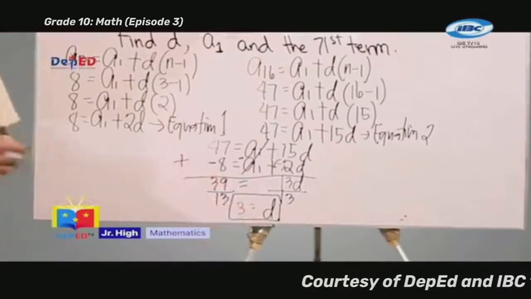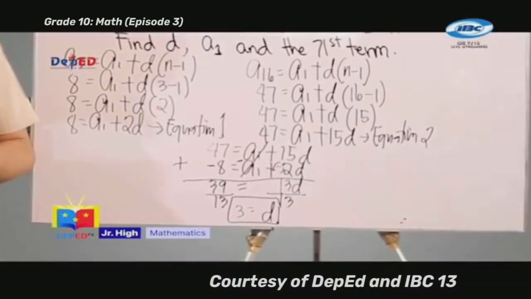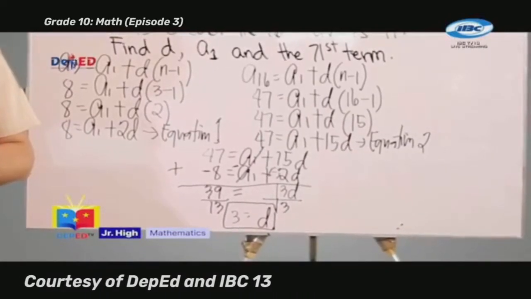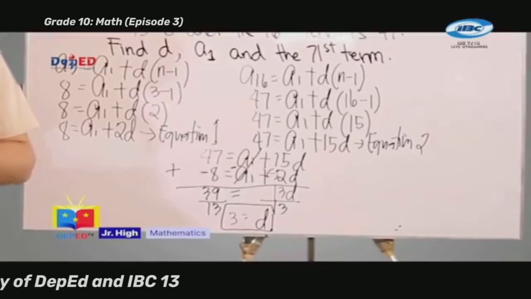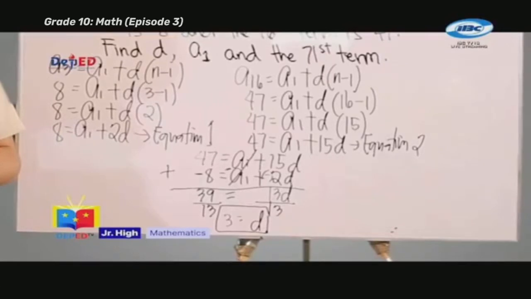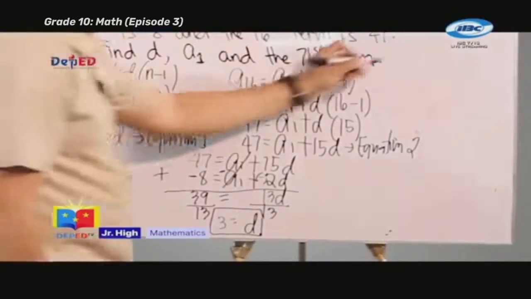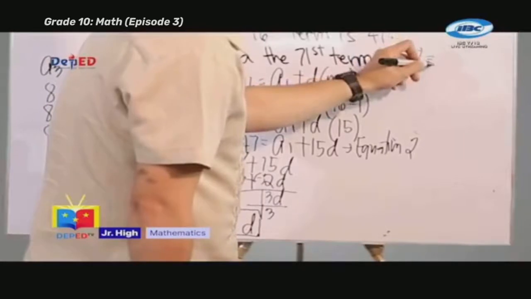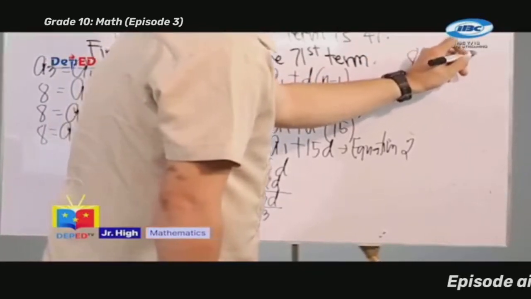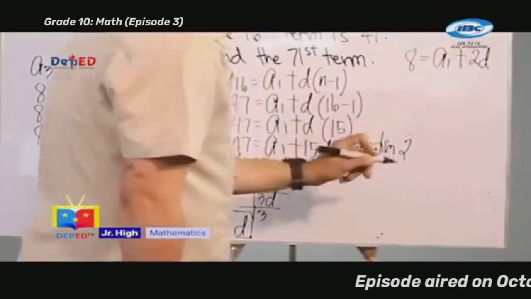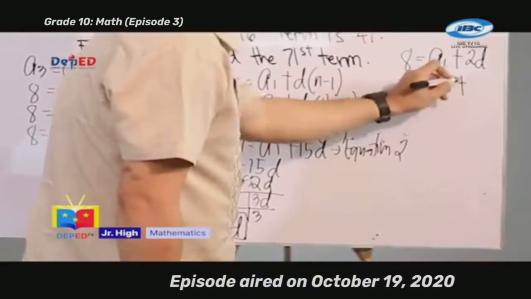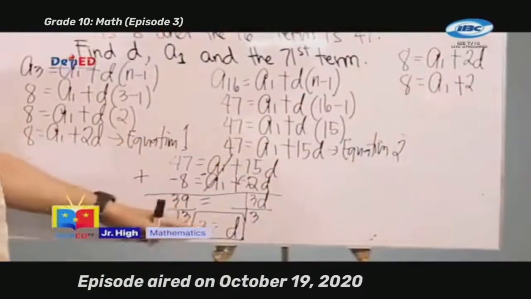Therefore, the difference of the two equations is equal to 3. Now, to solve for a sub 1, substitute d equals 3 into either equation 1 or equation 2. For this example, we will use the first equation. That is, 8 is equal to a sub 1 plus 2d. Next, we have 8 is equal to a sub 1 plus 2 times the difference, which is 3.